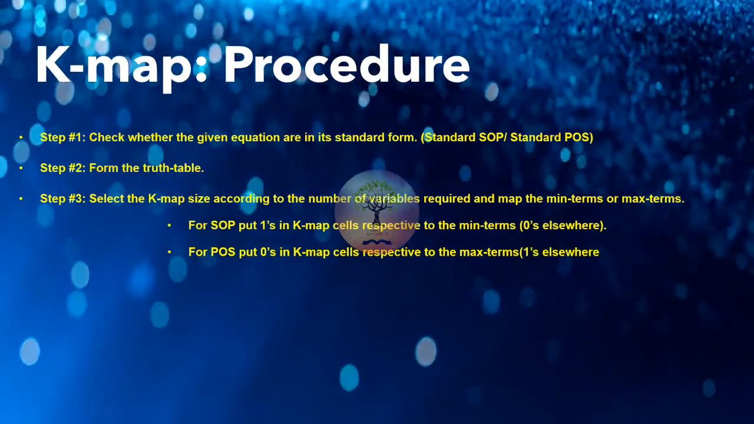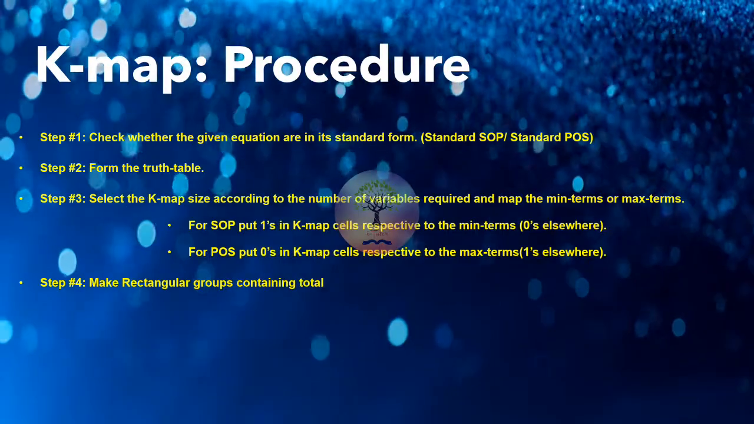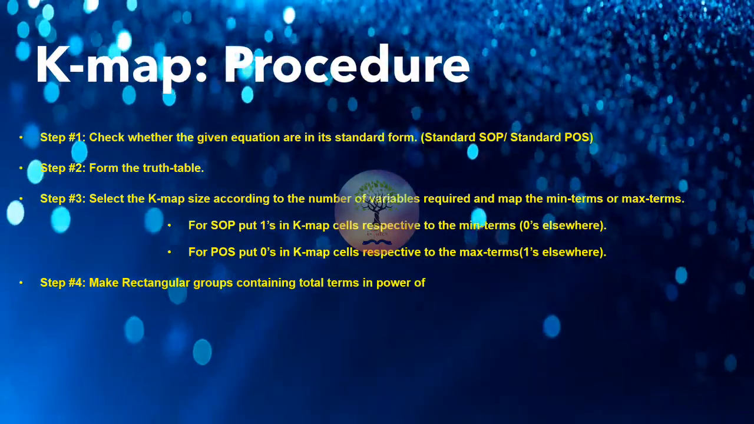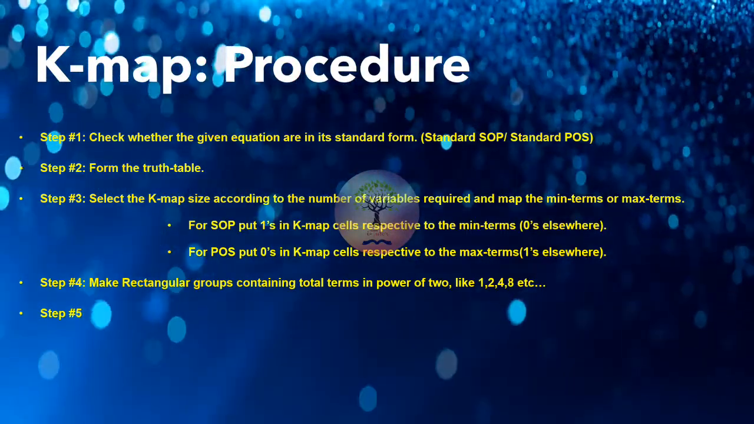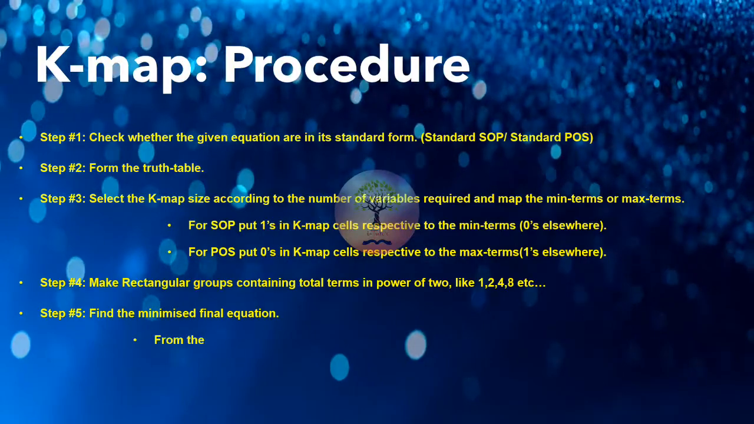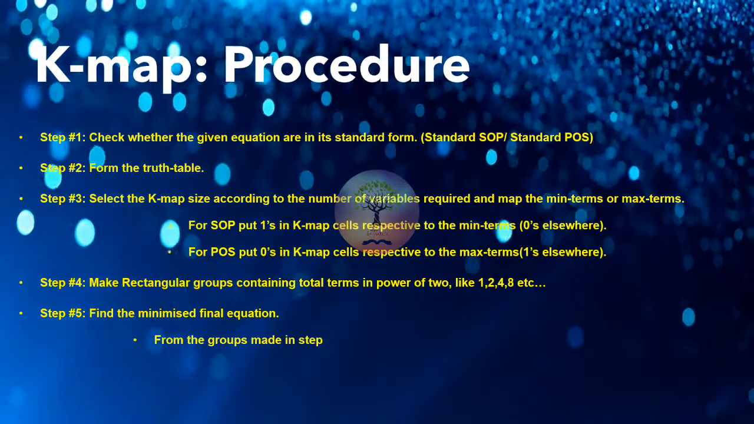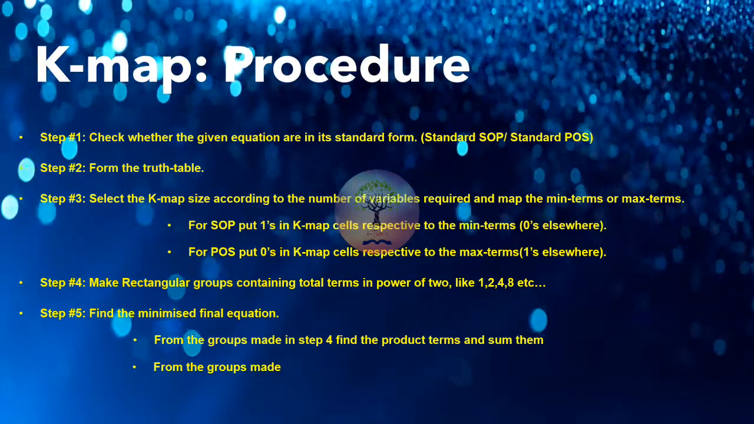Step number 4, make rectangular groups containing total terms in power of 2. Like 1, 2, 4, 8, etc. Step number 5, find the minimized final equation. From the groups made in step 4, find the product terms and sum them up for SOP form. From the groups made in step 4, find the sum terms and product them up for POS form.